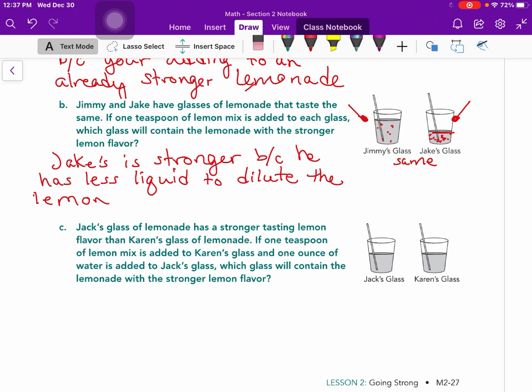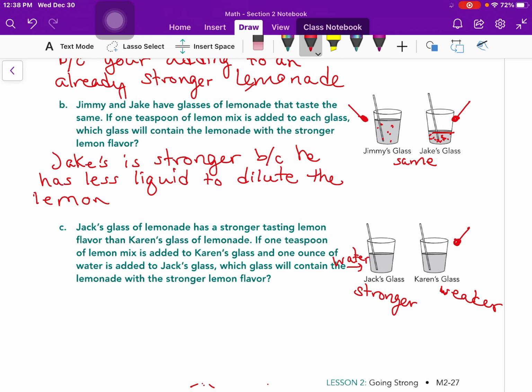Jake's glass of lemonade has a stronger taste than Karen's. Stronger and weaker. All right. If 1 teaspoon of lemon mix is added to Karen's and 1 ounce of water is added to Jake's, which glass will contain the lemonade with the stronger lemon flavor? So his is already stronger, so if he adds more water, it's going to be not as strong. Hers is weaker. If she adds lemonade to it, it's going to be stronger. But we don't really know how much.